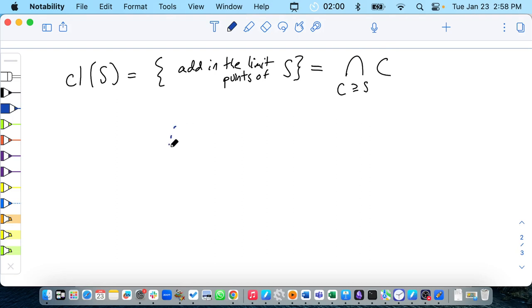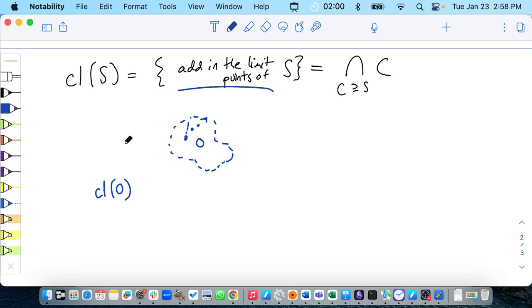If you have some open set like this, so this is some open set, let's call this O. And you can ask, what is the closure of O? So one way you can do it is you can add in all the limit points. So you add in any point you can sort of get to as a sequence of points. And that'll include the boundary, right? Any point on the boundary of O you can get to by taking a sequence of points inside. So that's this idea of adding the limit points.